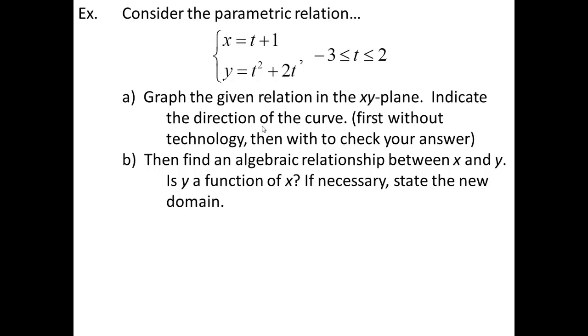We're going to indicate direction of the curve, and we're going to do this without technology first to prove that we can do it by hand, and then we'll go ahead and pull out our calculators to check our answer. Part B, we're going to convert our parametric equation into a Cartesian equation by eliminating the variable. In other words, we're going to write it as an algebraic relationship between x and y, and then we'll ask the question, is y a function of x? If necessary, we'll state the new domain. Alright, so let's go through the first one together, and then the next couple you can try on your own.